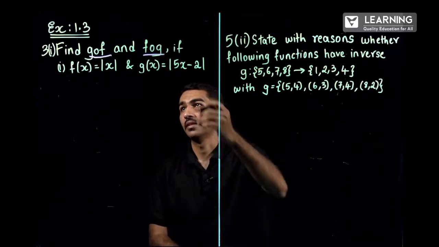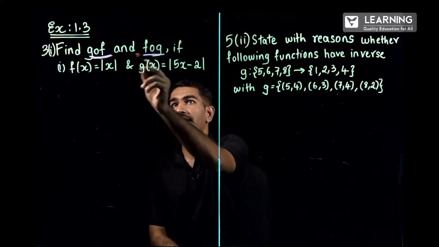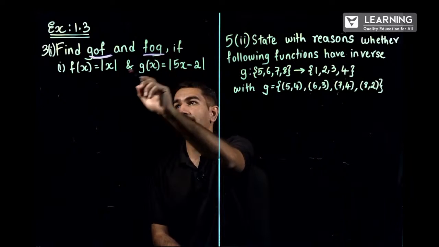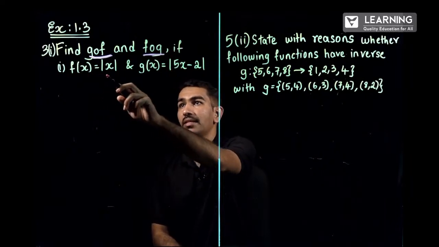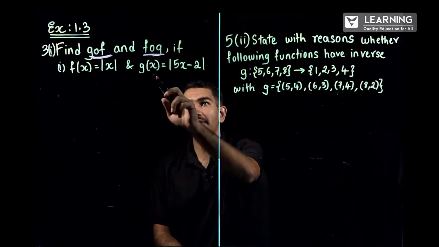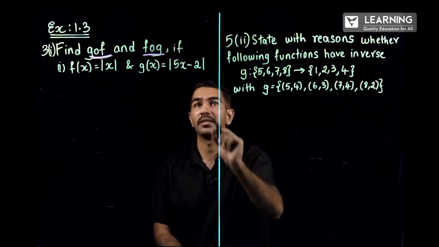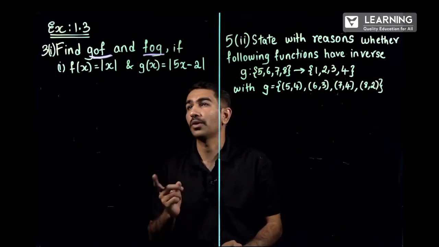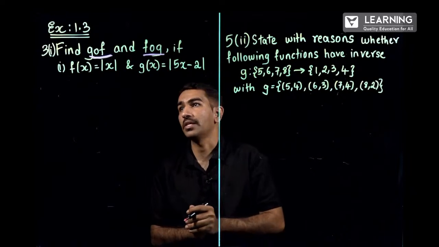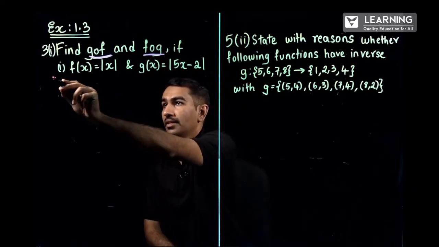Sub question under that: find GOF and FOG if f of x is equal to mod of x and g of x is equal to mod of 5x minus 2. So we have to find out what is GOF and FOG. Very simple, we'll start with the solution here.